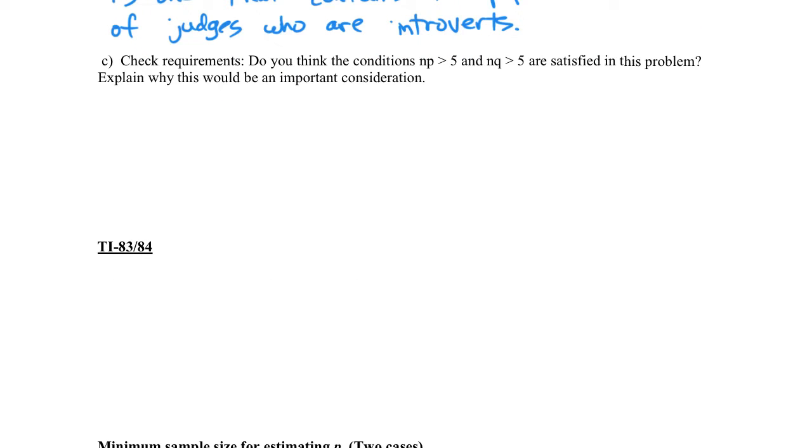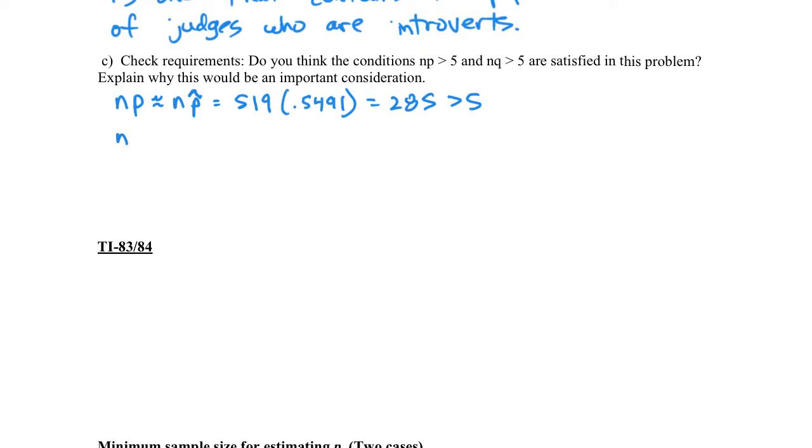Just like before, we have to check the requirements to make sure that we can use the normal distribution and z-scores. So we have to consider, do we think the conditions NP greater than 5 and NQ greater than 5 are satisfied in this problem? So here's what we can do. We don't know NP, right? We don't know it, but we think it's close to NP hat. And we do know NP hat because that's going to be 519 times P hat, which was 0.5491. That's going to give us about 285, which is definitely greater than 5. So NP hat is 285, it's definitely greater than 5.